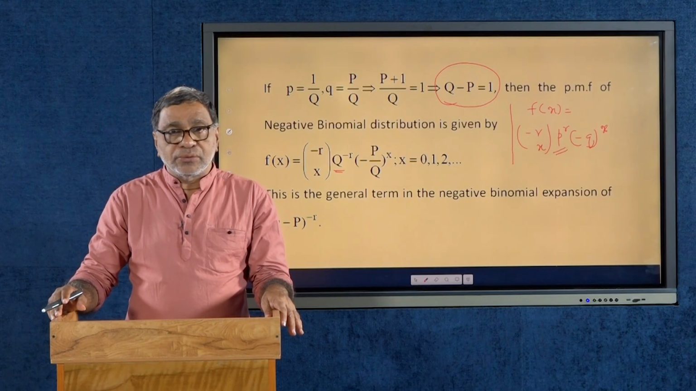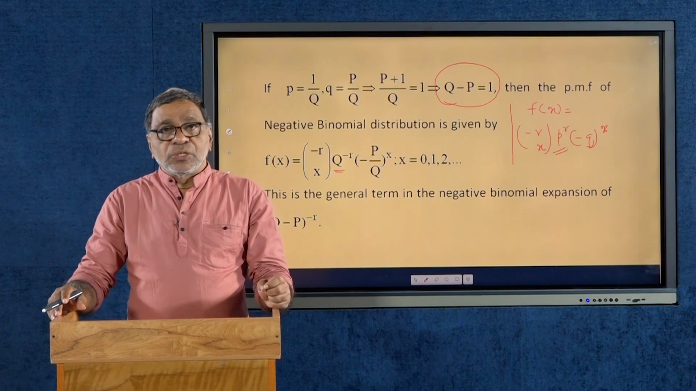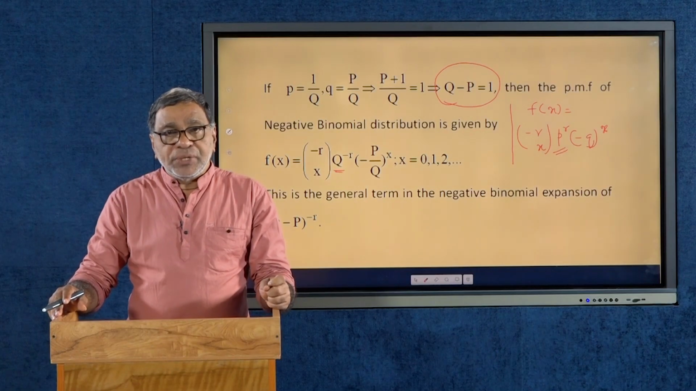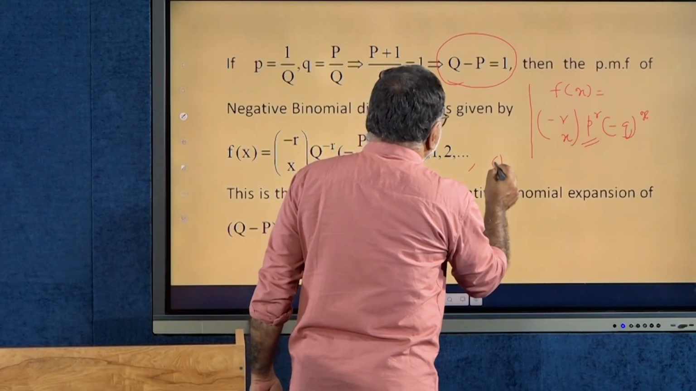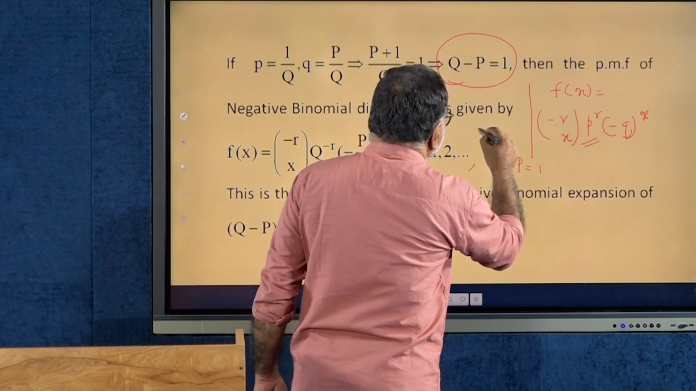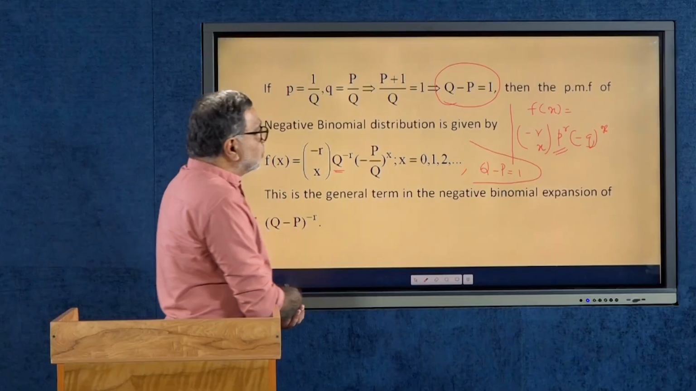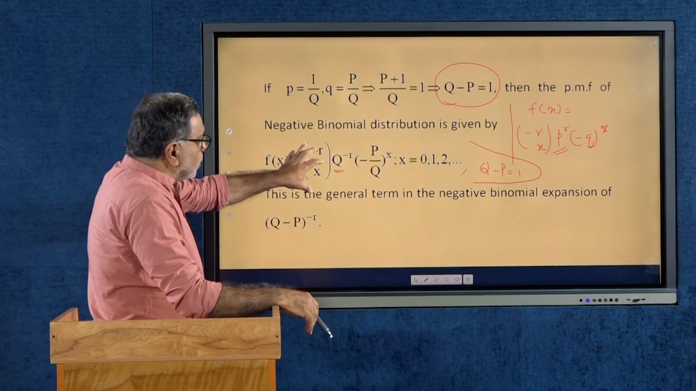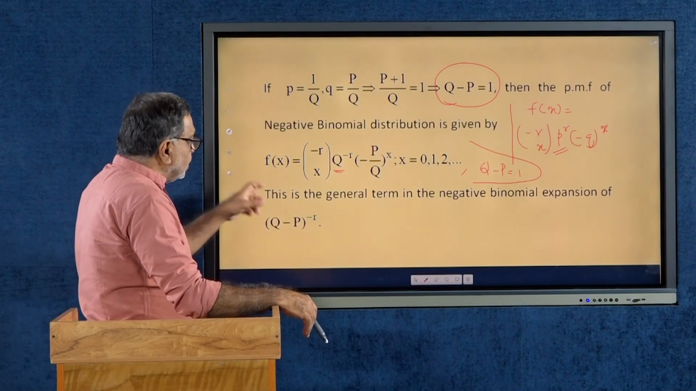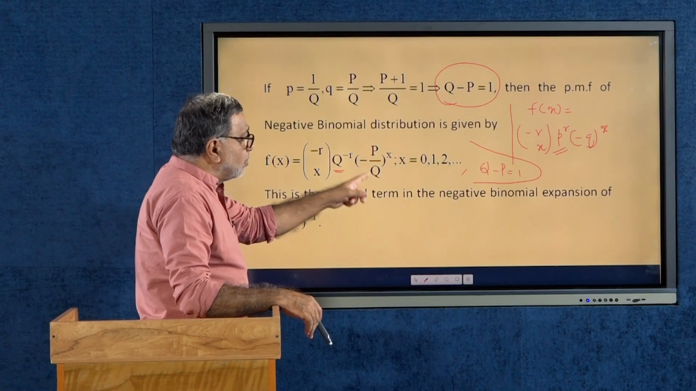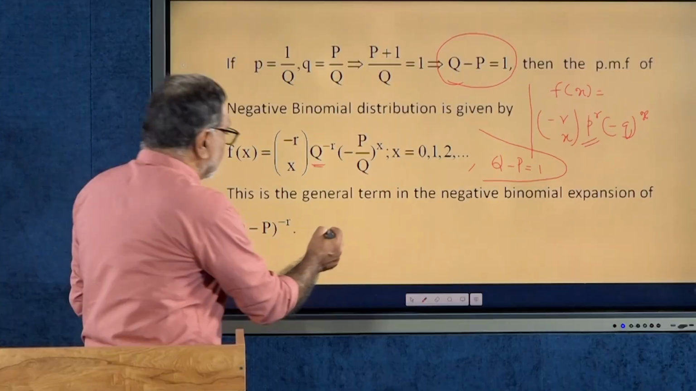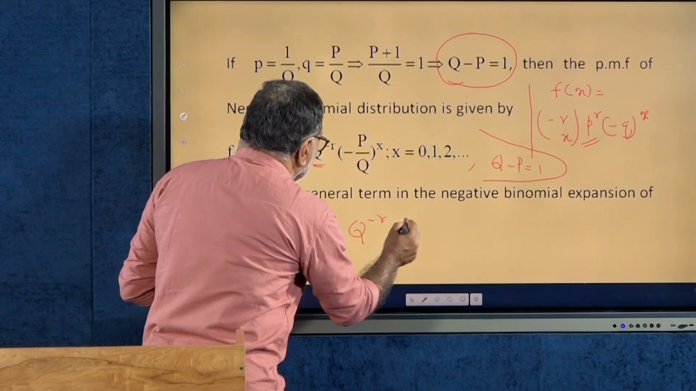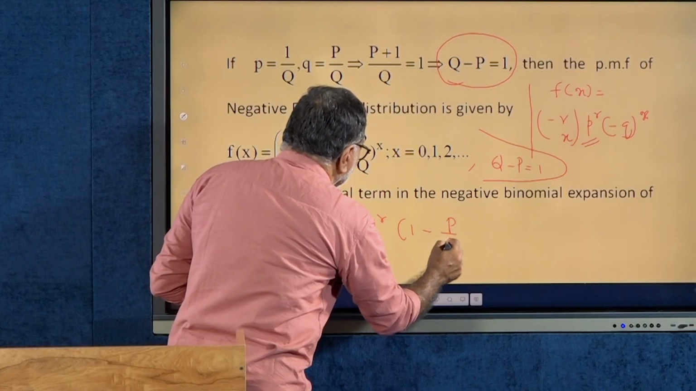f(x) = -rCx q^(-r) (-p/q)^x, where x = 0, 1, 2, etc., and also q minus p is equal to 1. That is important: q minus p is equal to 1. Looking at this expression, we can see that it is the general term of the expansion of (q - p)^(-r), or q^(-r) (1 - p/q)^(-r), this way.